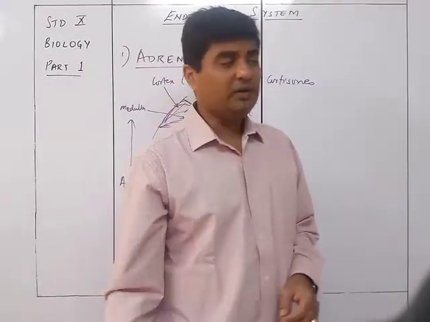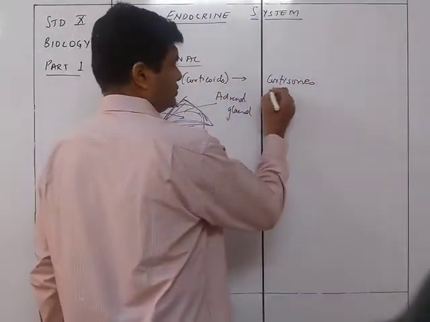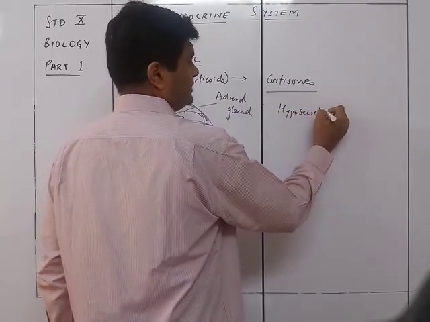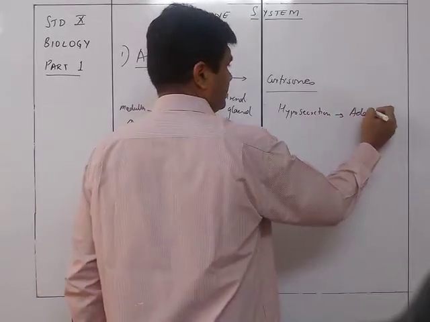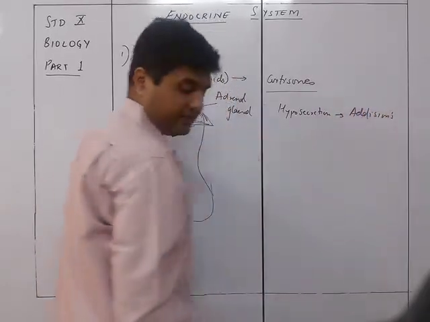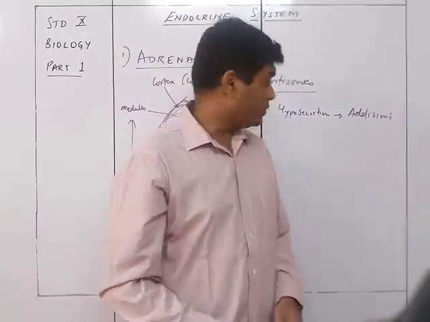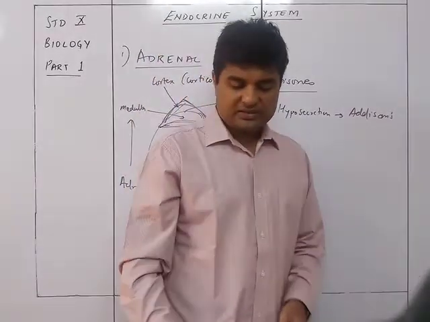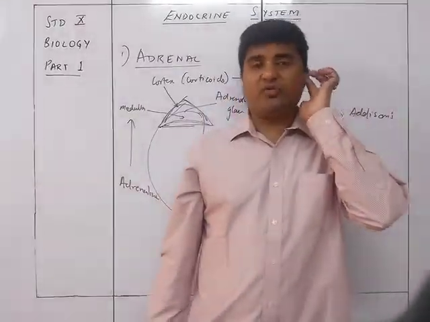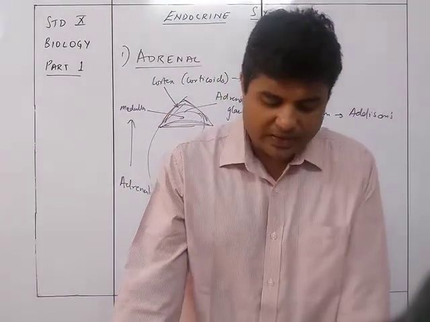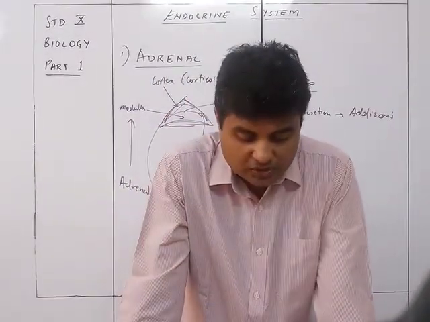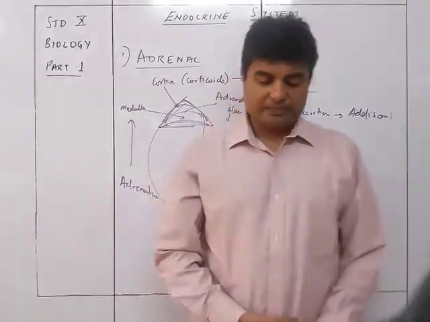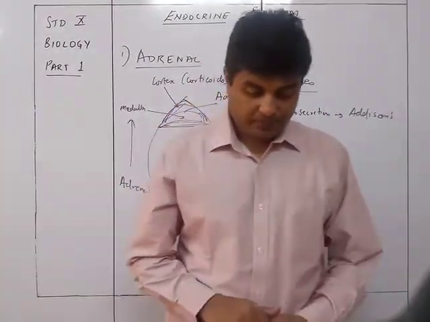So it is hyposecretion that causes Addison's disease. Addison's disease causes certain illnesses like loss of weight, nausea, hypoglycemia, that is low blood sugar, and sensitivity to cold and pain. All these are the symptoms of Addison's disease.